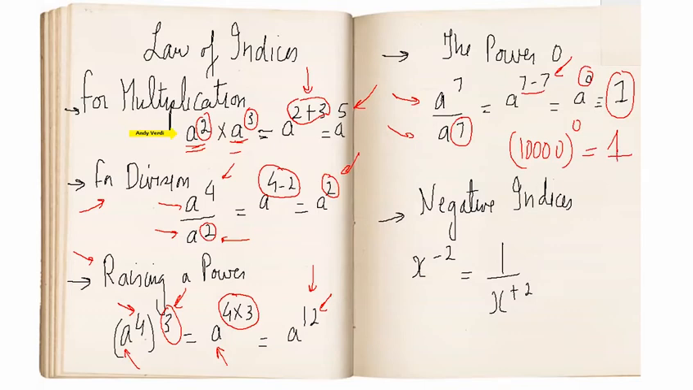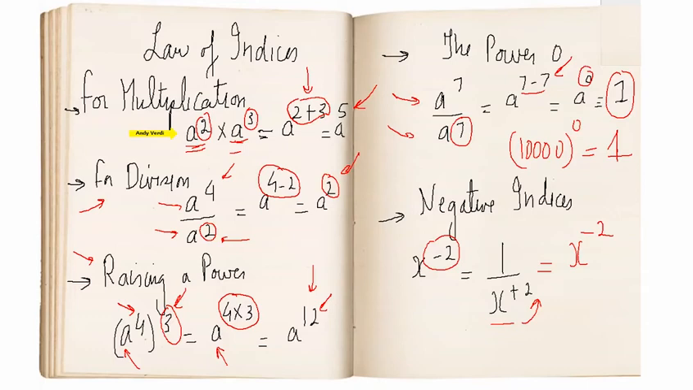Negative indices. If you have x raised to power minus 2 and you take it into denominator, the sign would change and it will become 1 over x raised to power 2. And reverse, if you wanted to take this in the numerator, you take the x to the numerator, but the sign now will be opposite, changed, and this becomes x raised to power minus 2.